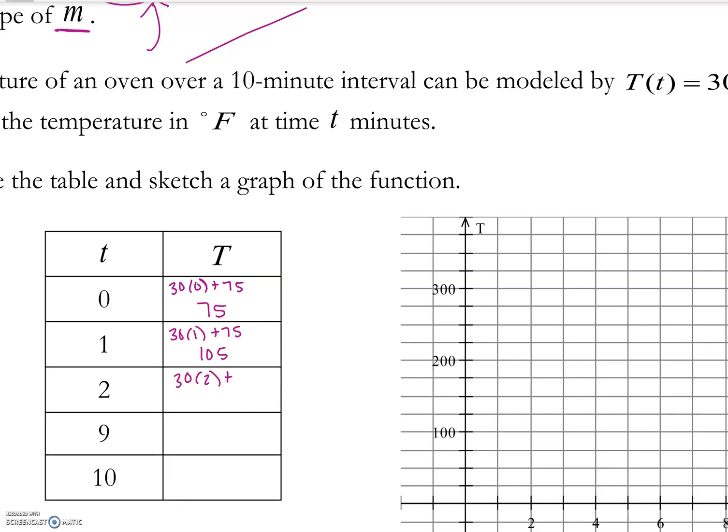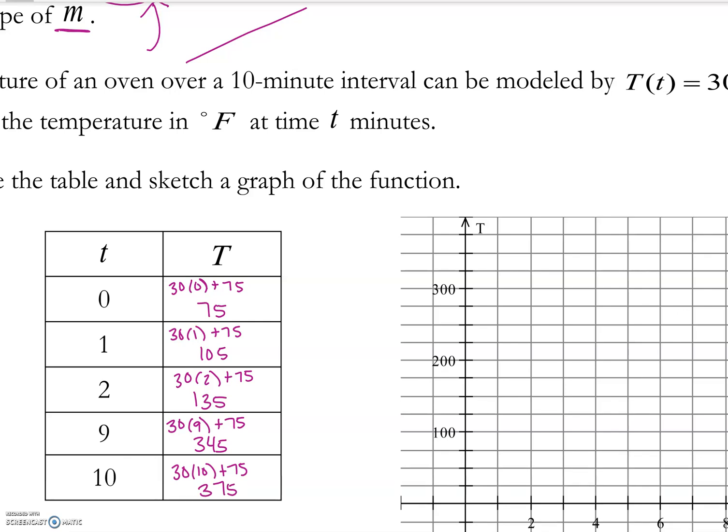30 times 2 plus 75. 30 times 2 is 60, plus 75 is 135. Now if I plug in the number 9, 30 times 9 plus 75, I know that 30 times 9 is 270, and if you do need your calculator to do 270 plus 75, you get 345. And finally, when I plug in 10, 30 times 10 plus 75, 300 plus 75 is 375.